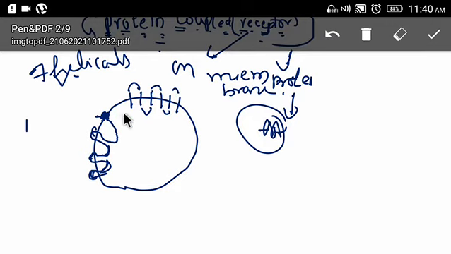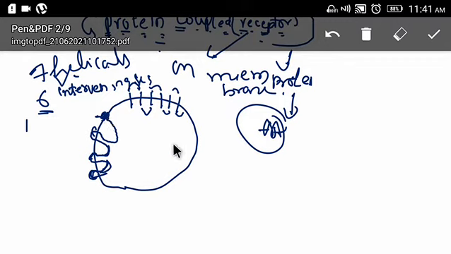Let's see how many intervening segments there are. 1, 2, 3, almost 3 on the outside, 3 on the inside. So 6 intervening segments. So how many helicals do we have? You have 7 alpha helicals and 6 intervening segments, 3 inside and 3 outside. This is the structure.